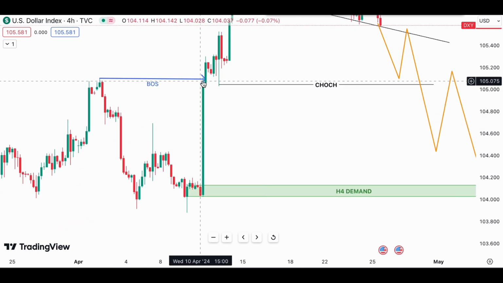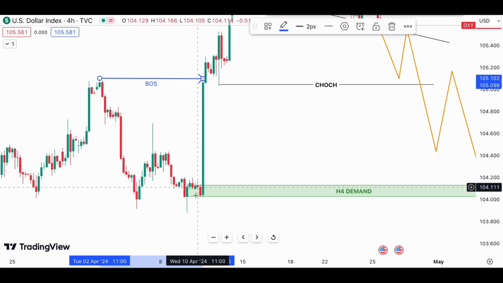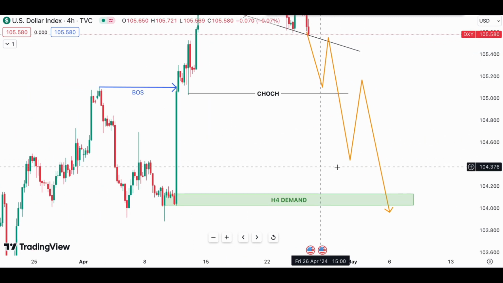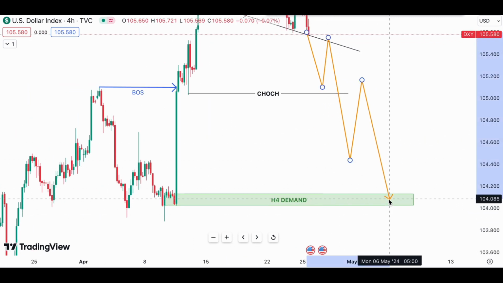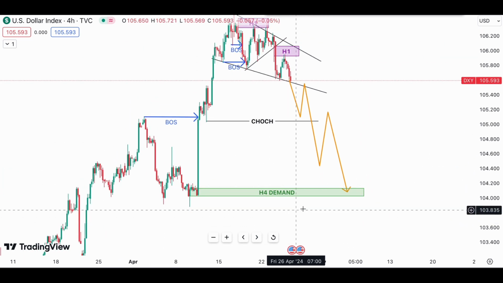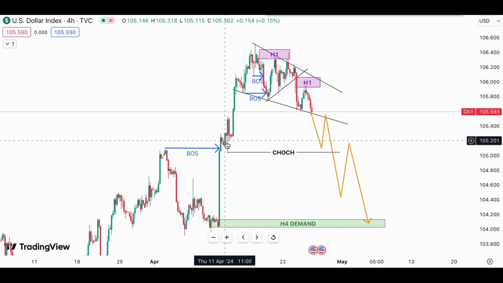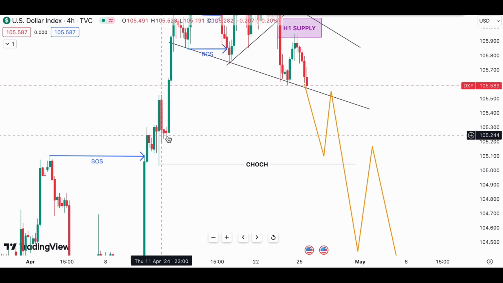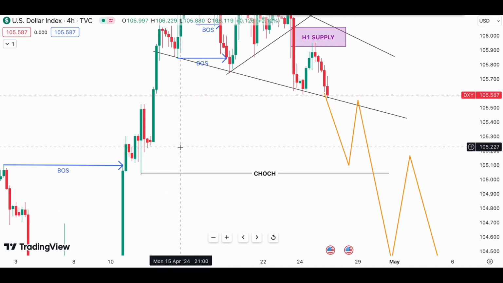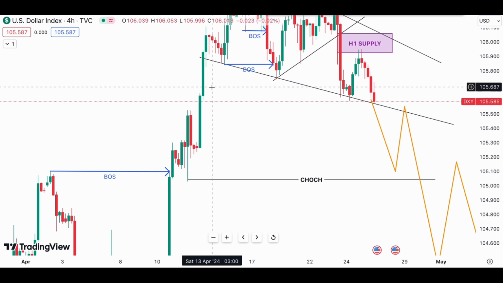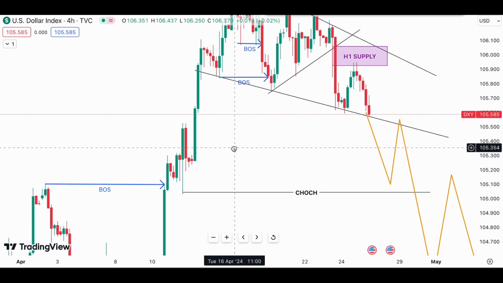This is what we call the imbalance. You see the imbalance led to the break of structure. So this is the zone we have to monitor if we want to continue to buy. But above here, there is also another zone. This is also a demand zone, right here. Same, it created a higher high and led to the break of structure here, with the imbalance.